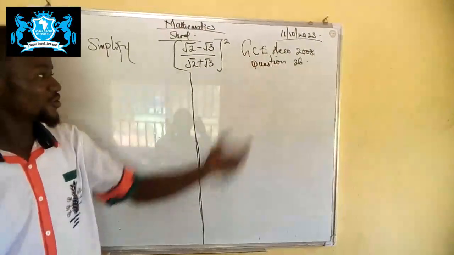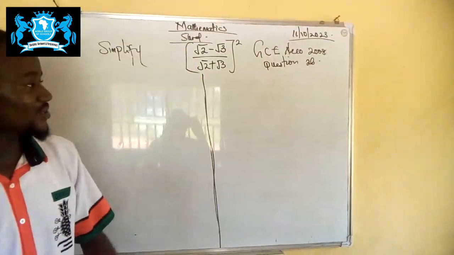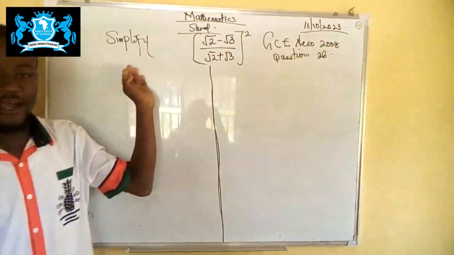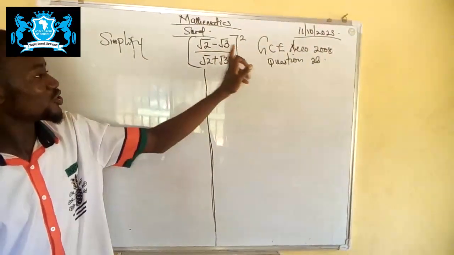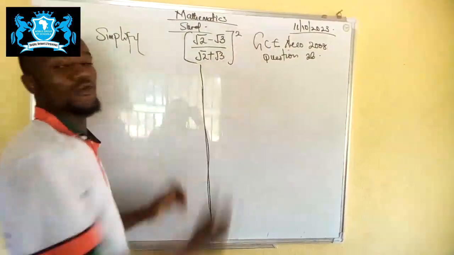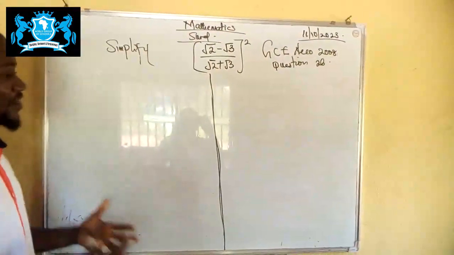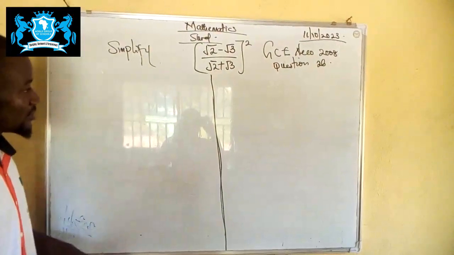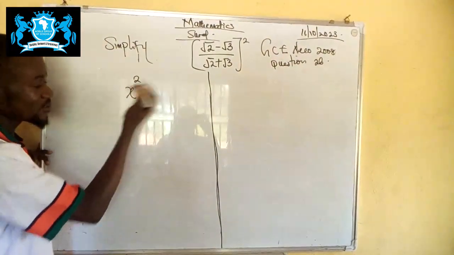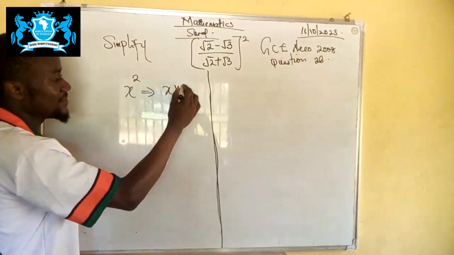Looking at a GCE equation, NECO 2008, question 26. Here we have: simplify (√2 − √3) over (√2 + √3), all raised to the power of 2. You can remember from junior secondary that when you have x raised to the power 2, or x squared, it means x times x.